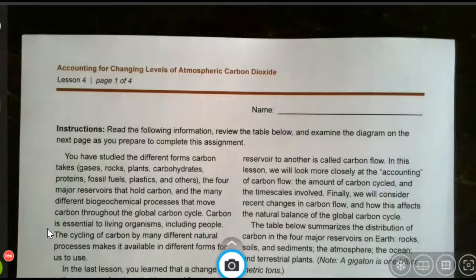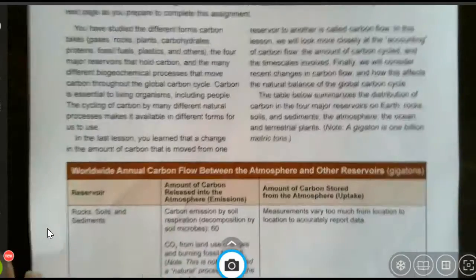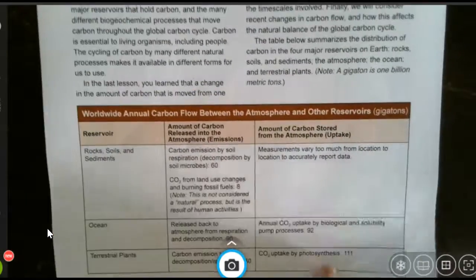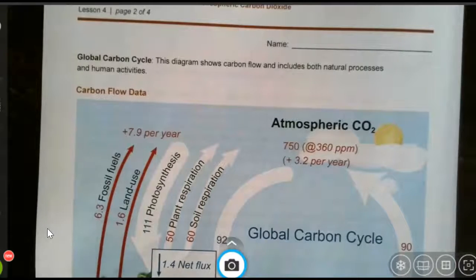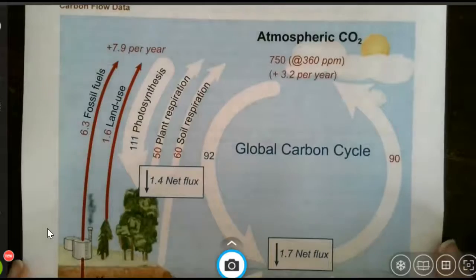Guys, so I just want to quickly go through lesson 4 of accounting for changing levels of atmospheric carbon dioxide. It looks like this on the front page, and it has the box with all the amount of carbon in gigatons. That's page 1, and then page 2 looks like this with the global carbon cycle.